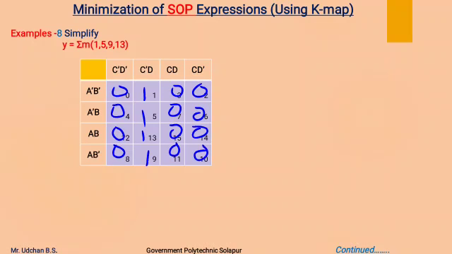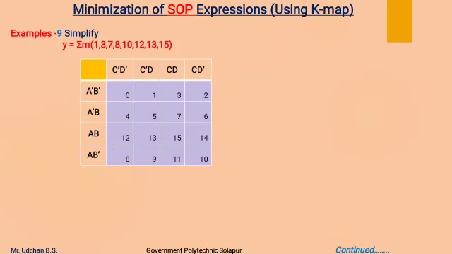So we can form a group now. Octet will not be possible. We will form a chord like this, which will give you the equation as C bar D. This will be our end equation, that is y equal to C bar D. Now we will solve the next example, which is y equal to summation small m 1 3 7 8 10 12 13 15.